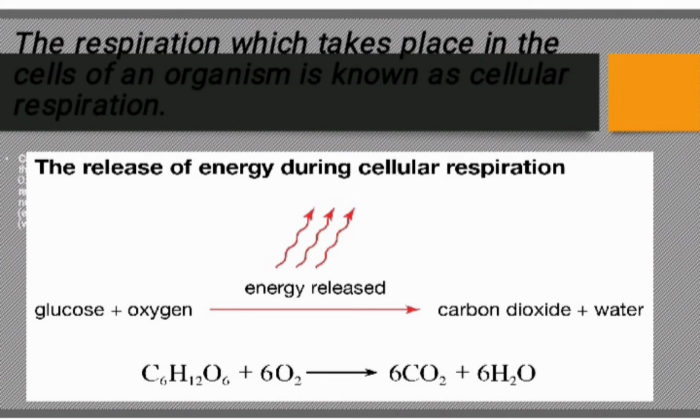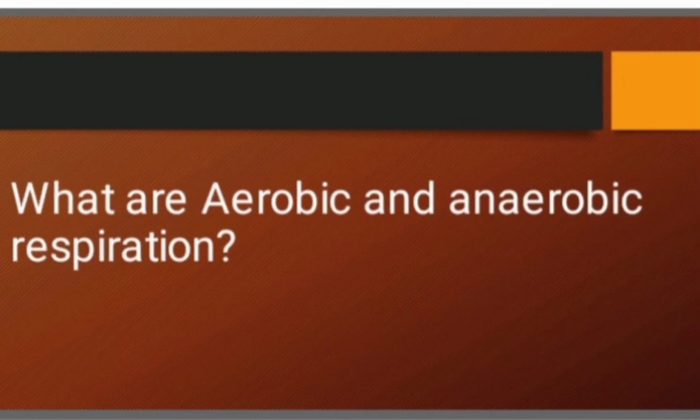Got it? The oxygen reacts with the food like glucose present in the body cells and burns them slowly to release energy. This energy is used by the living things, and this equation is known as cellular respiration. Now there are two types of respiration. What are they? Aerobic and anaerobic respiration.